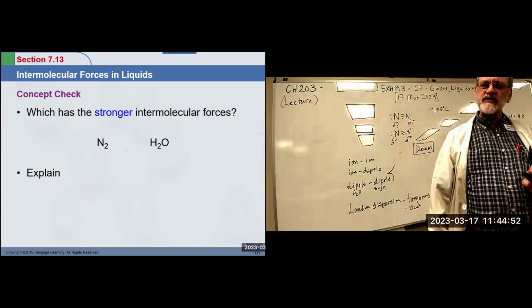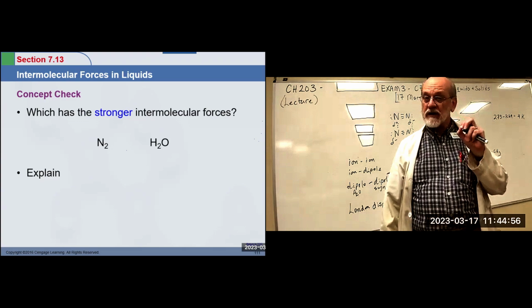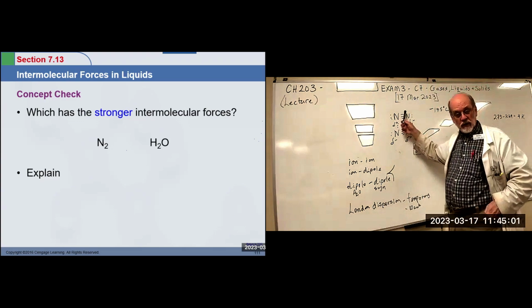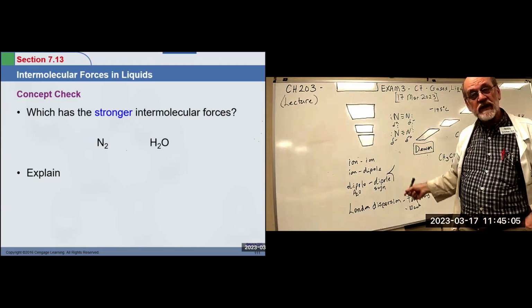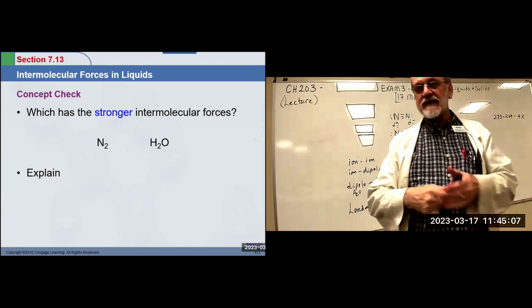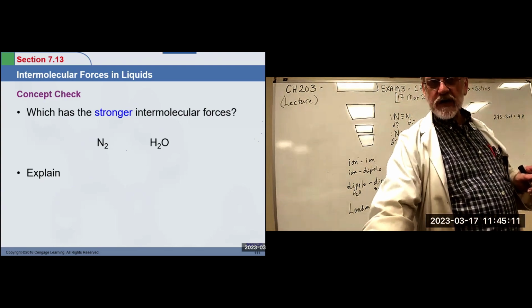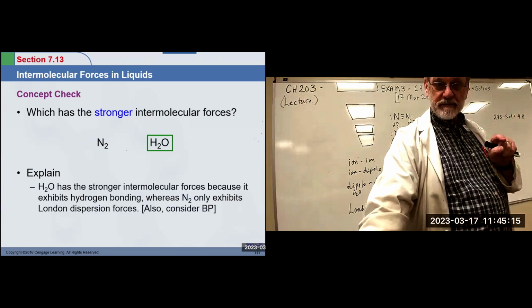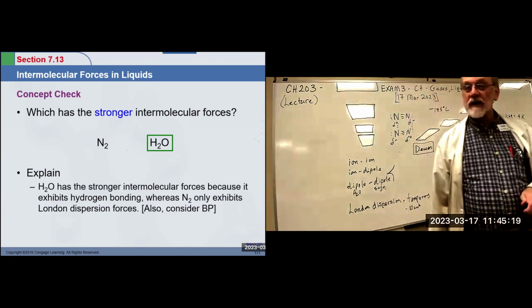So which one of these has the stronger intermolecular force? Think about polarity. The nitrogen molecule is nonpolar. The water molecule is extremely polar. In fact, it has available to it hydrogen bonds. So the stronger intermolecular forces are associated with water. And there's your explanation.